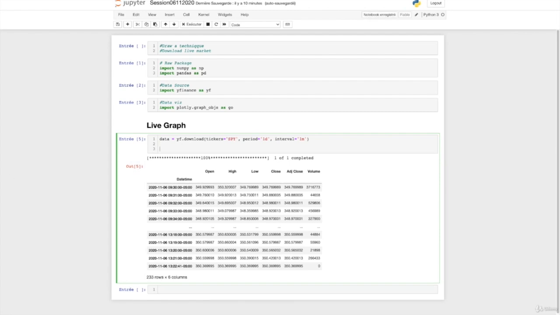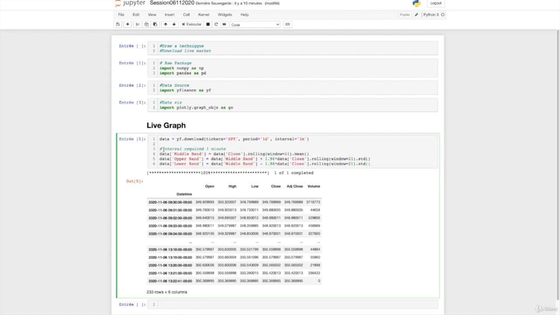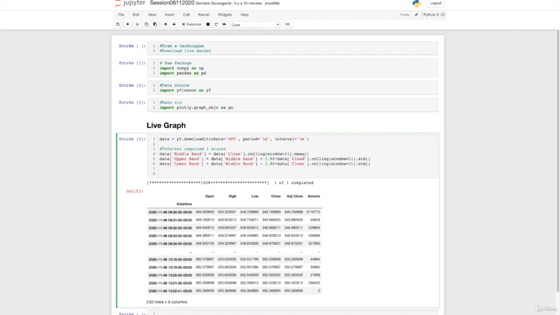Once we have downloaded the data, if you remember, we have to draw our middle band, upper band, and lower band. I'm not going to go back over it, but essentially the middle band is going to be the average of the last 21 periods. Right now the period is defined in minutes, which means that we are going to pick up the last 21 minutes and create a new column with the average plus 1.96 and minus 1.96 standard deviations. Let's continue, and we are going to plot it, which means we're going to use Plotly.